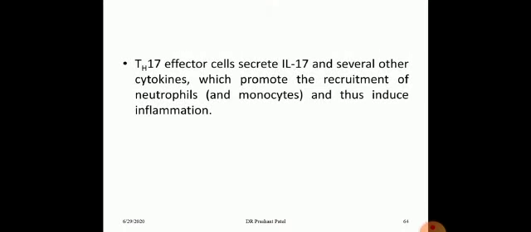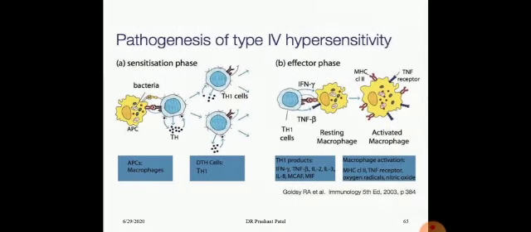Th17 effector cells secrete interleukin 17 and several other cytokines which promote the recruitment of neutrophils and thus induce inflammation. So this is the pathogenesis of type 4 hypersensitivity reaction.